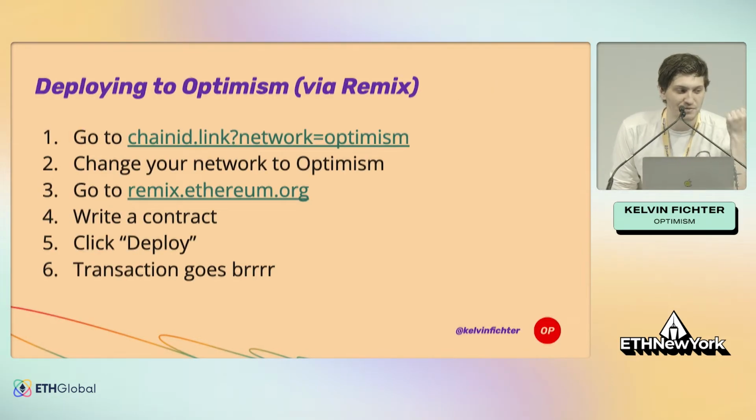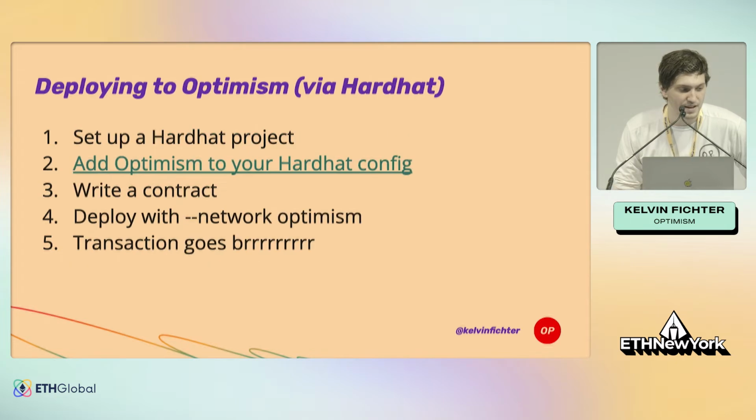If you really want to do this through Remix, you can. Use some tool to get connected to the Optimism network in your wallet. I built this simple website called chainid.link that you can use to connect to a bunch of different networks. You can try that, or chainlist.org. Get connected to Optimism, change your network, write a contract, deploy, that's it. You don't have to do anything special. It's just like deploying to Ethereum, or you pick a different network. Easy.